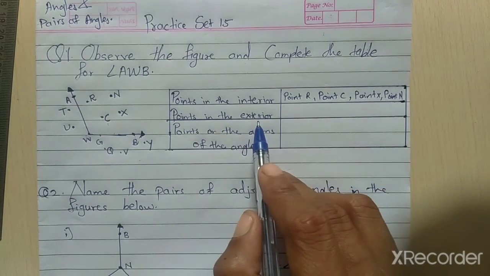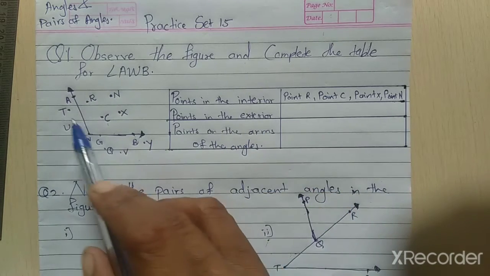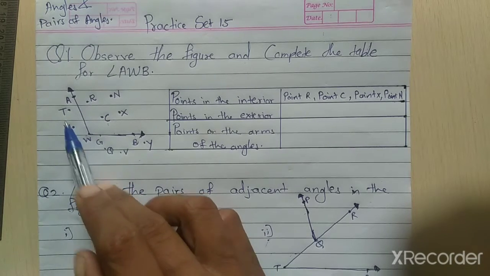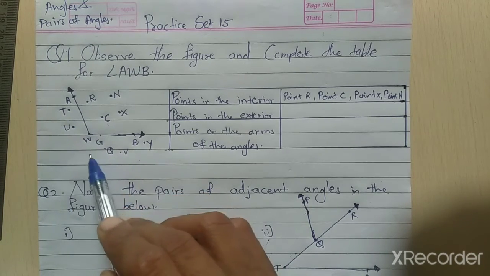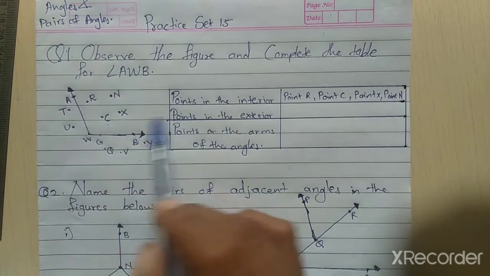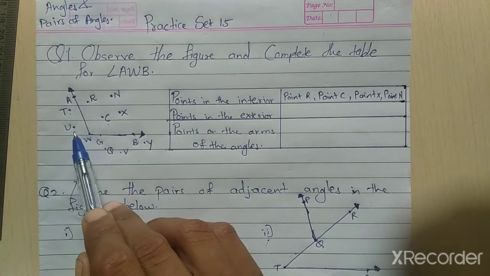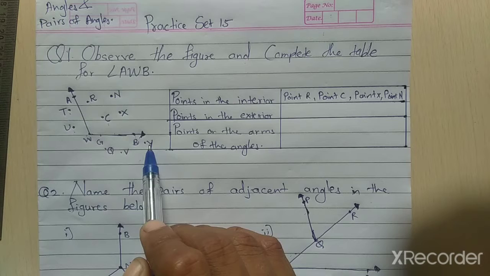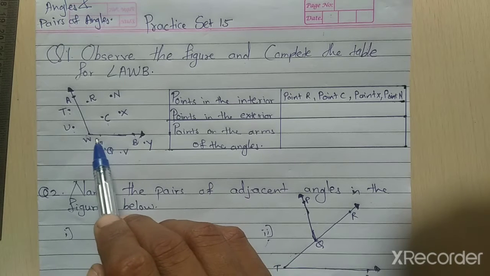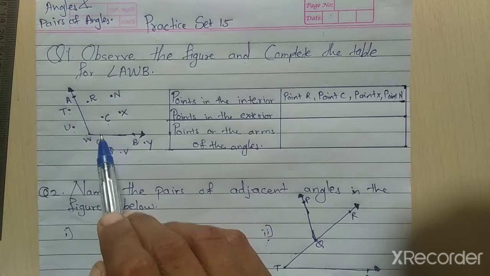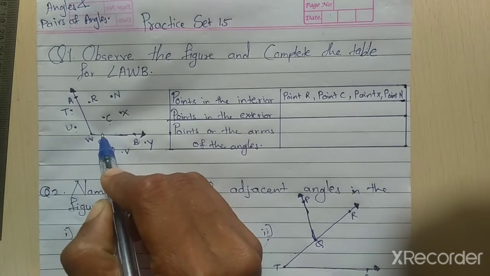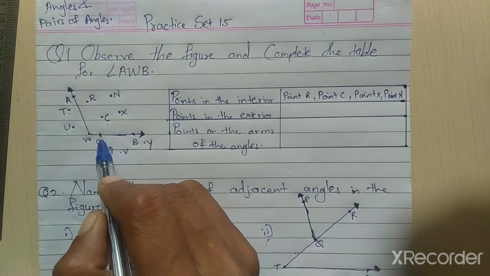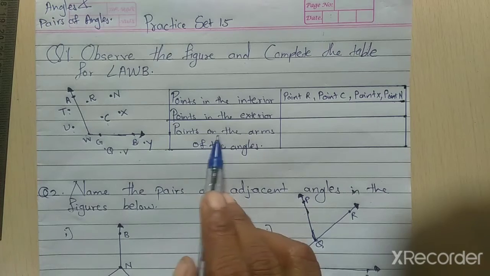Now points in the exterior. Exterior means outside of the angle, the points in the outside part of the angle that we have to take. Exterior. So look here: point T, point U, point Q, point V and point Y. They are outside. Now point G is on the arm. Look here, G is on the arm. So it is not outside, it does not belong to the exterior. It belongs to points on the arm.